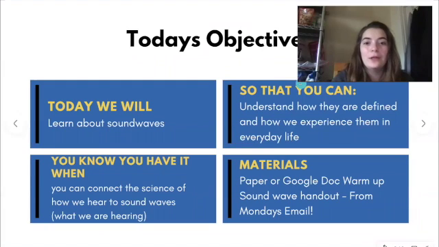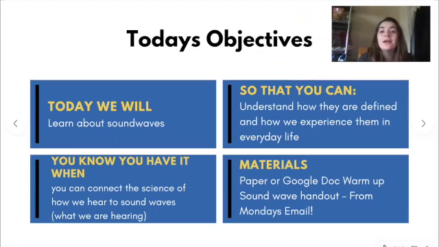Today, we will learn about sound waves so that you can understand how they are defined and how we experience them in everyday life. You know you have it when you can connect the science of how we hear to sound waves, or what we're actually hearing.